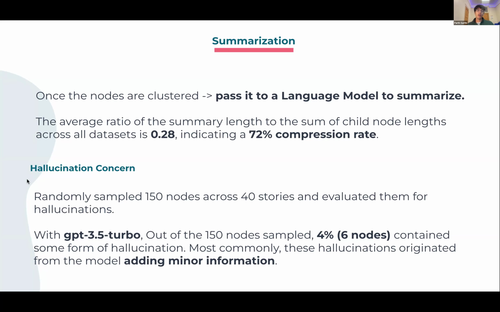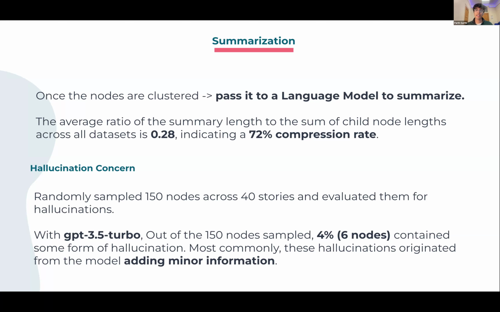So once we cluster the nodes, the next step is summarization. Once the nodes are clustered, we pass them to a language model to summarize. You can choose any language model you want. In our experiments across the data sets, we chose GPT 3.5 Turbo, a very effective model. Looking at some of the numbers empirically, we saw that GPT 3.5 is able to do a 72% compression rate. So the average ratio of the summary length to the sum of the child nodes length is 0.28.